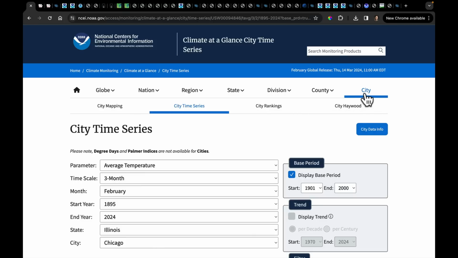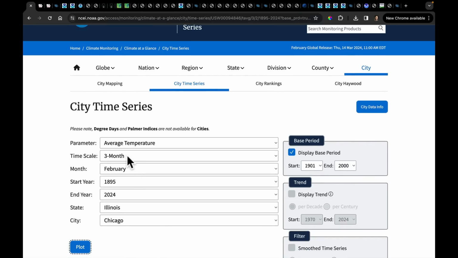And here's what I did. I clicked on city and I went to city time series. I went to average temperature. I chose 3 month, which means we're going to look at the 3 months ending on February. And I went back as far back as we have data. You can go back to 1895 with most locations in this data set. And I chose Chicago just to get an example.